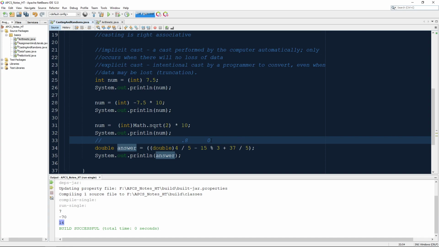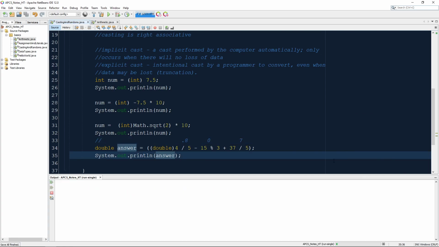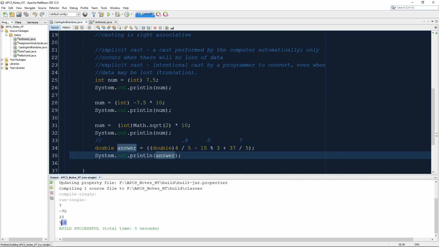5 goes into 37 7 times, because 7 times 5 would be 35. And then there would be some change, but we ignore it because both are integers. So we get 7. So we end up with 0.8 minus 0 plus 7. So 7.8. So let's see if that's the answer that we get. Maybe I'm wrong. But there it is, 7.8.